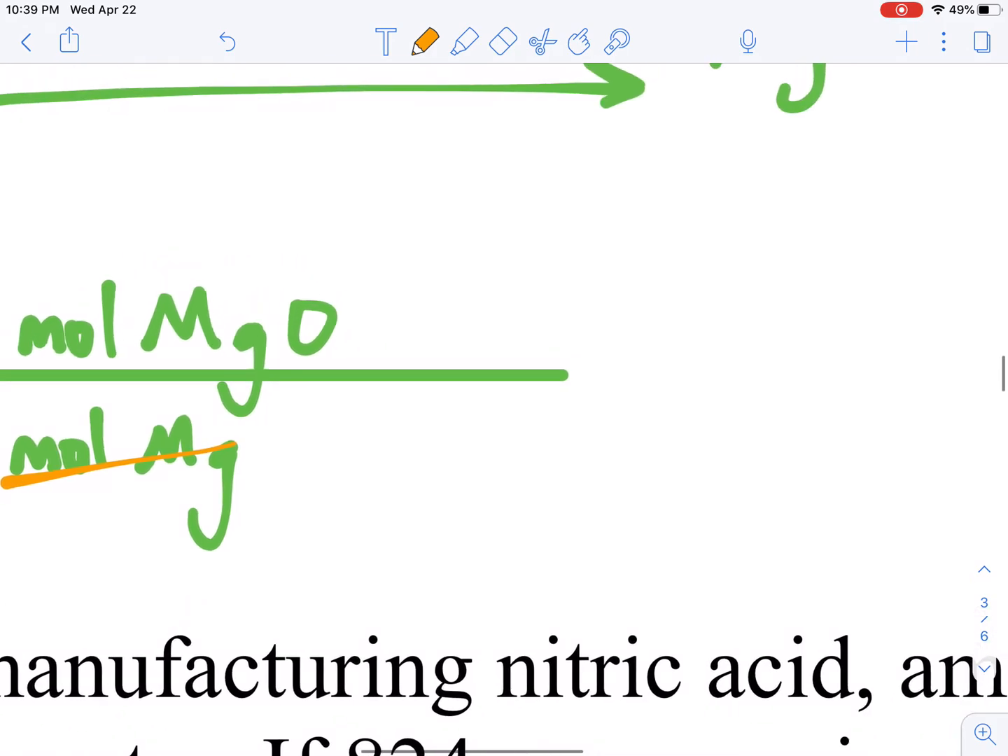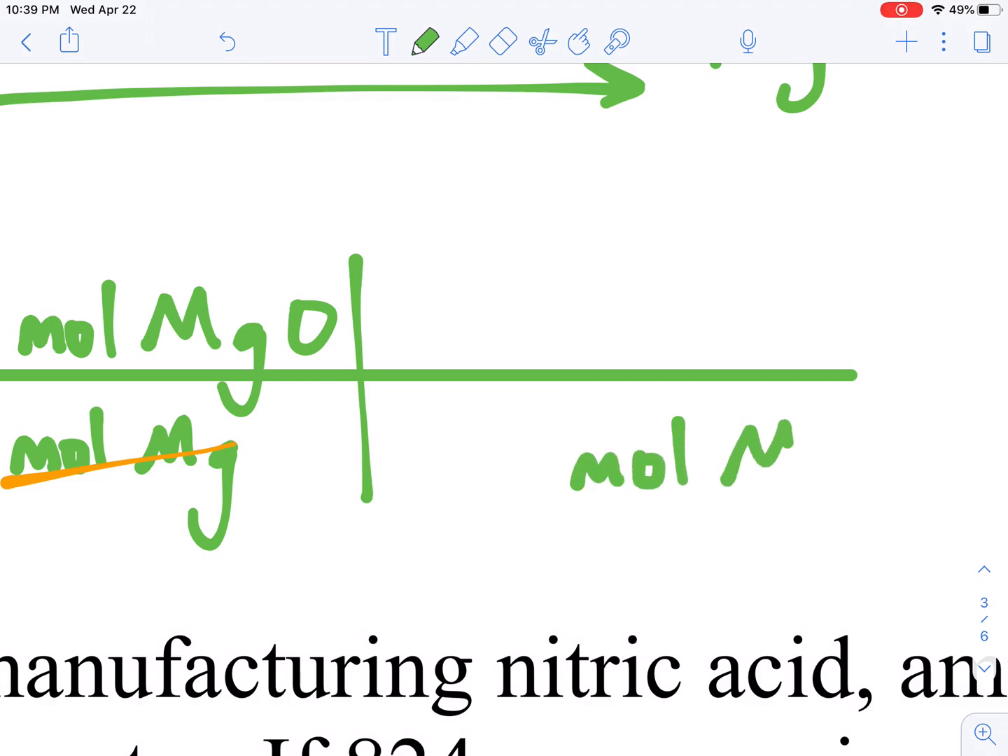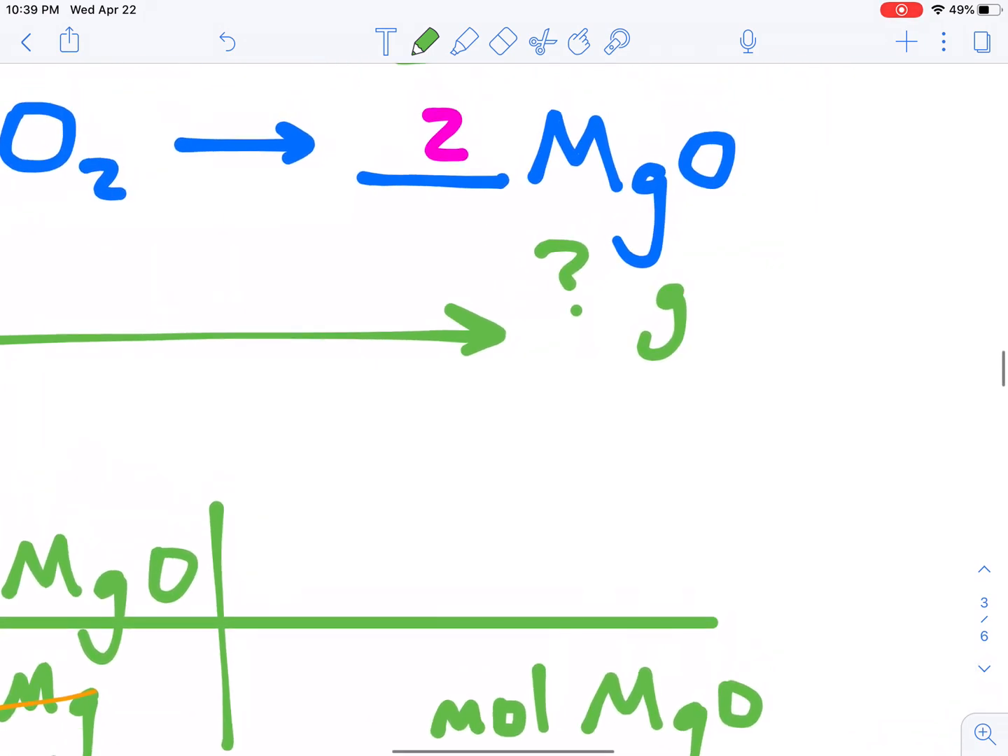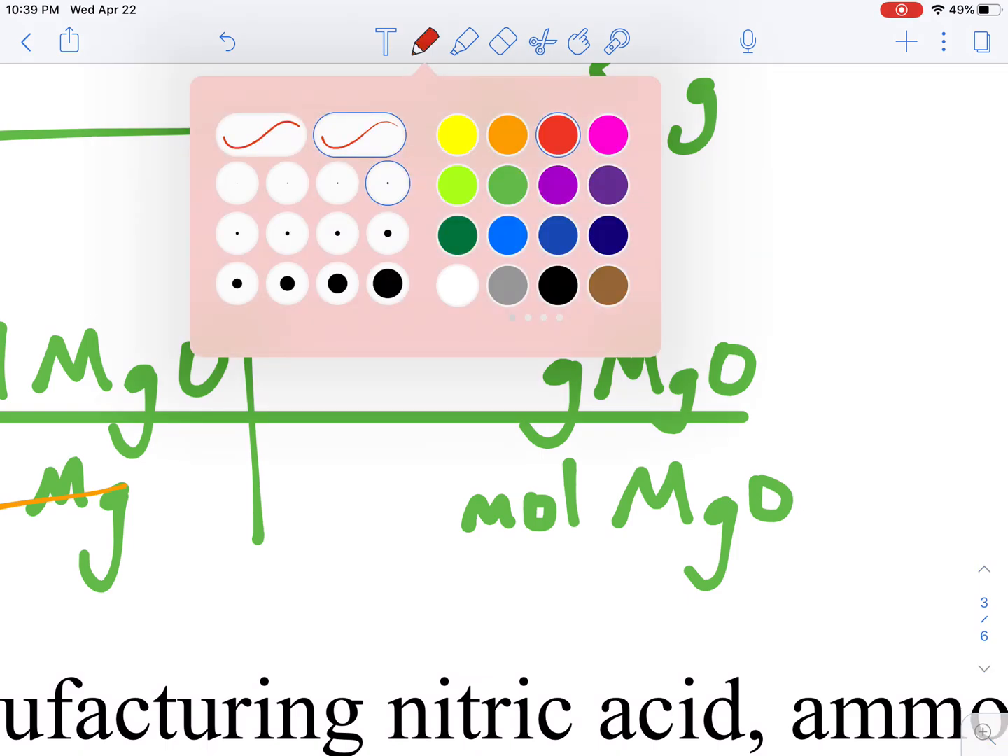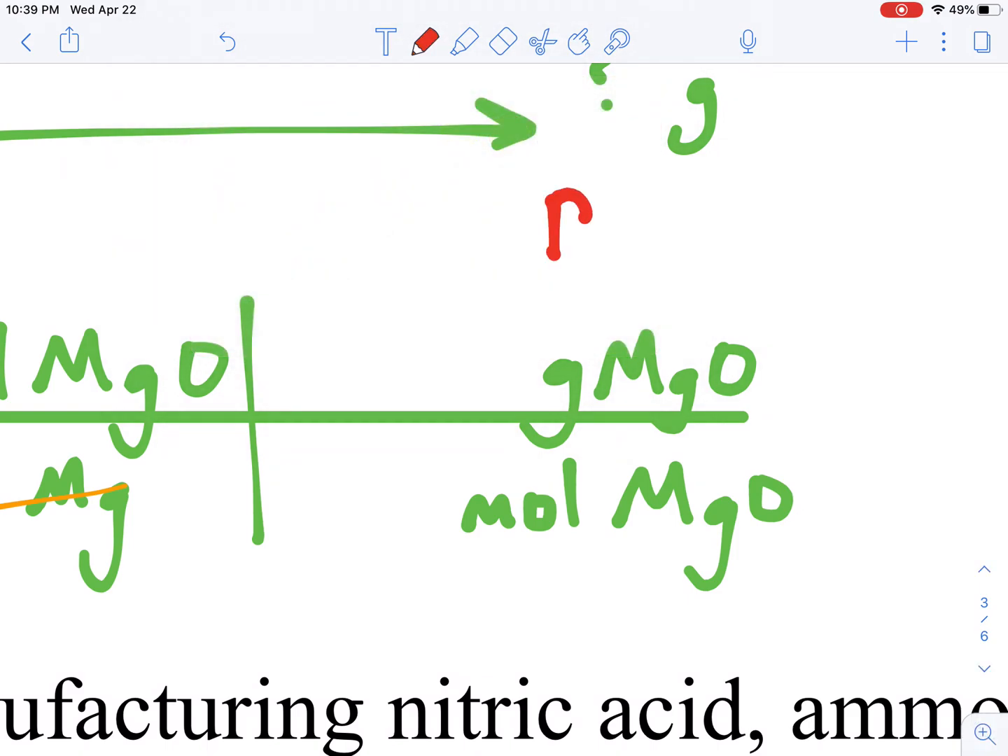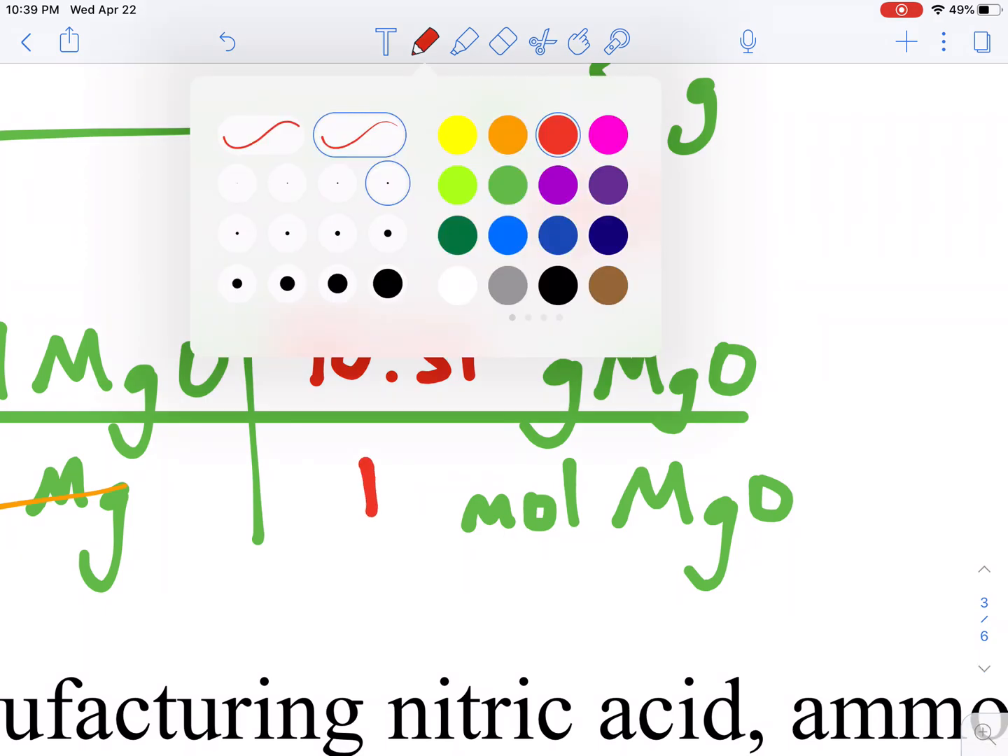We're now left with moles of magnesium oxide. Moles of magnesium oxide, of course, needs to go in the bottom. Why? So that it will then cancel out. What are we trying to get to? Well, we're trying to get to grams of magnesium oxide. That's the end goal of the problem. Now, in order to get grams per mole, we would need to use the periodic table. I highly recommend you practice this on your own, but in the interest of time, I've done this already. If you add up magnesium and oxygen, you will get 40.31 grams for every 1 mole.